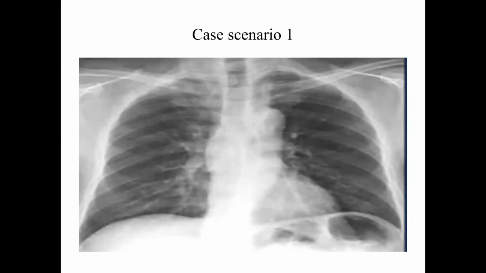Coming to a case scenario: an elderly gentleman who had COVID symptoms presented to casualty. Chest X-ray was taken. If you look carefully, there is a right lower zone haziness. When CT was done, it was picked up more clearly.